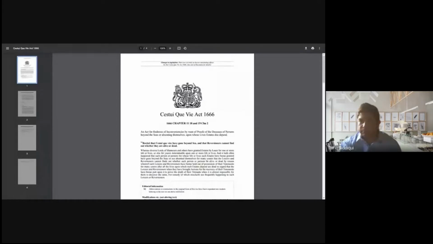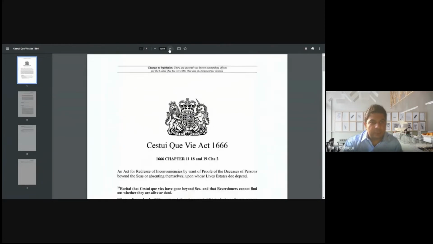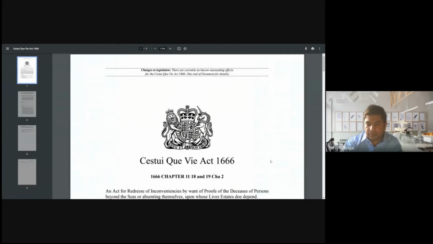Okay, so let me get started with the document itself. There we go. So this is the Cestui Act of 1666, written and under effect by the British government. I apologize for that little tab there.